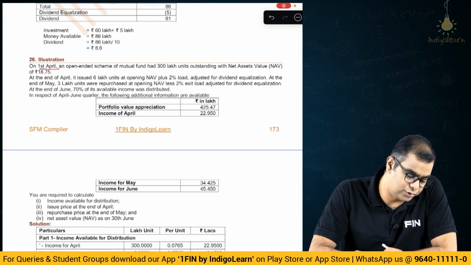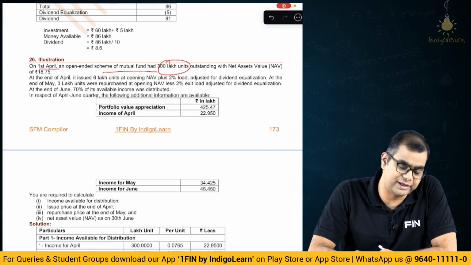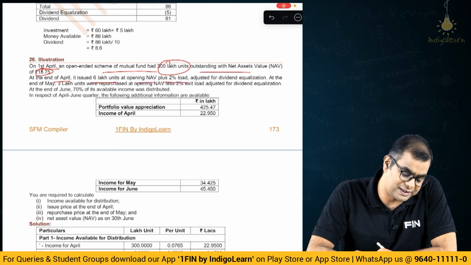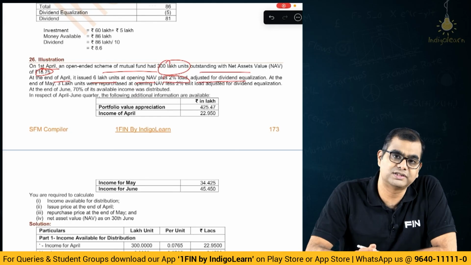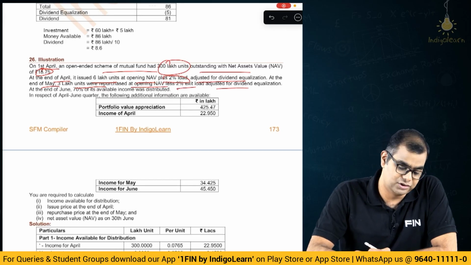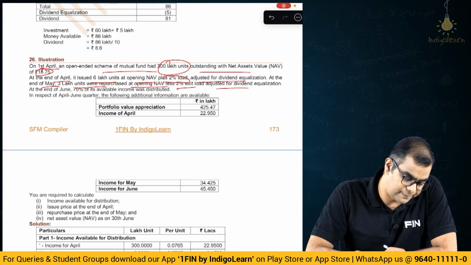On 1st April, an open-ended scheme of mutual fund had 300 lakh units outstanding with an NAV of 18.75. At the end of April, it issued 6 lakh units at an opening NAV plus 2% load. This is entry load. Adjusted for dividend equalization. What is the dividend equalization? We don't know. We'll see. At the end of May, 3 lakh units were repurchased at opening NAV less 2% exit load adjusted for dividend equalization. So, you repurchased. Okay.